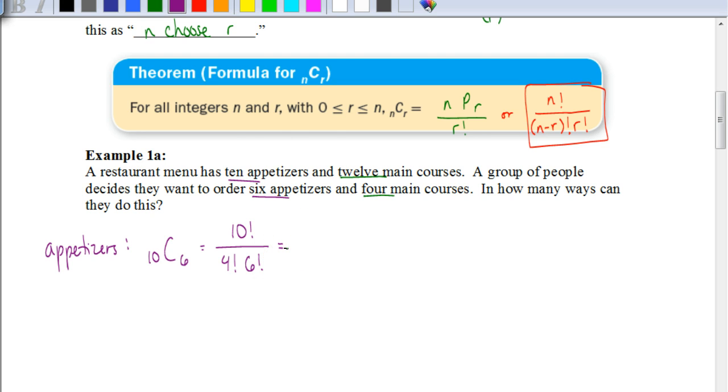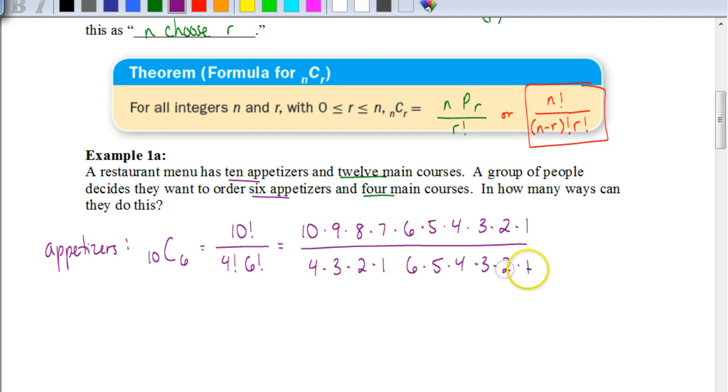Now remember what factorial means. It means we write this as 10 times all the numbers before it all the way down to 1. And we would do the same thing now for the 4 factorial and the 6 factorial. Okay, now we're going to simplify this fraction. Before I start to multiply a bunch of numbers together, we're going to simplify this.